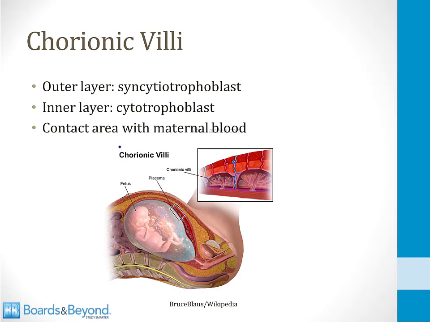And here's another picture just to make this very clear. The chorionic villi are very important structures. They are basically the digestive tract and the respiratory organ for the baby, so that the baby can get nutrients and exchange gases. The outer layer is the syncytiotrophoblast, the inner layer is the cytotrophoblast, and then the chorionic villi serve as the contact area with maternal blood.